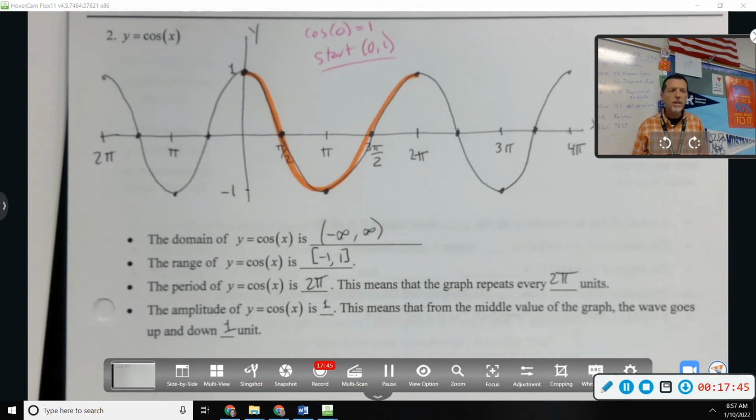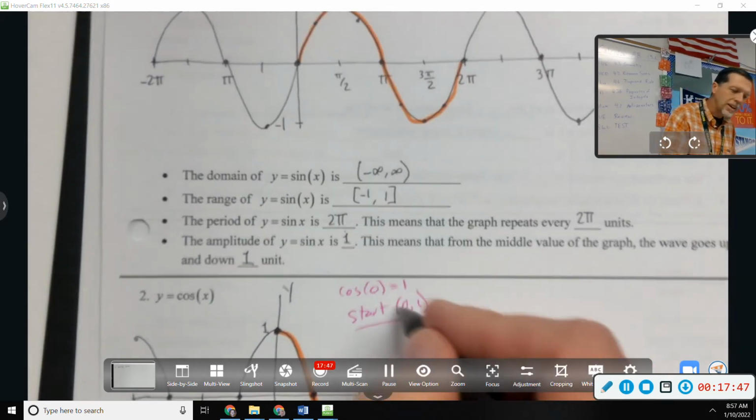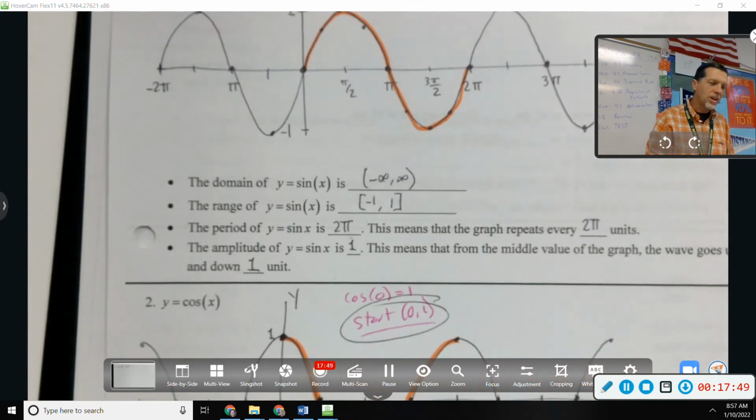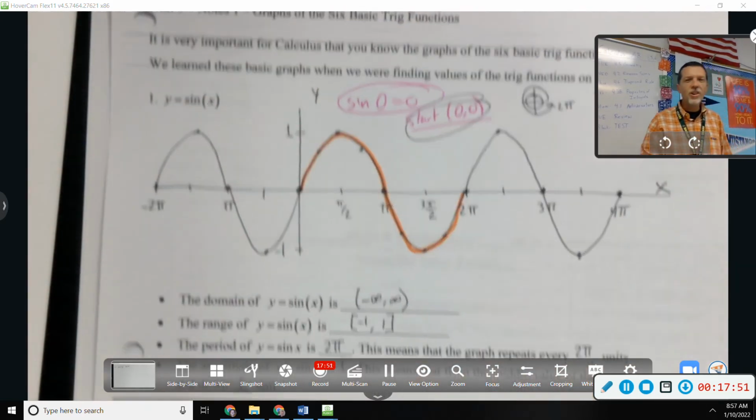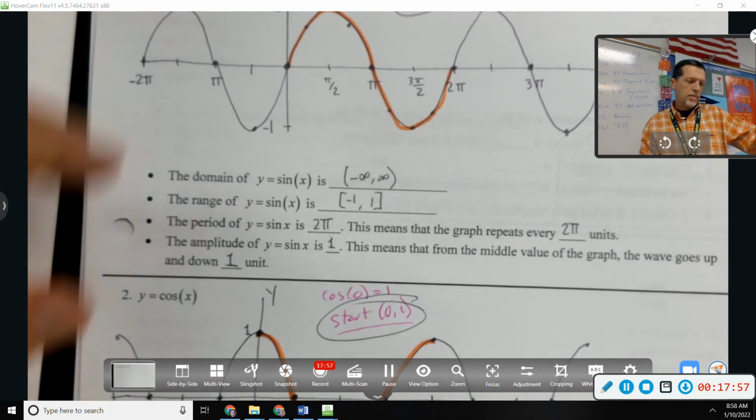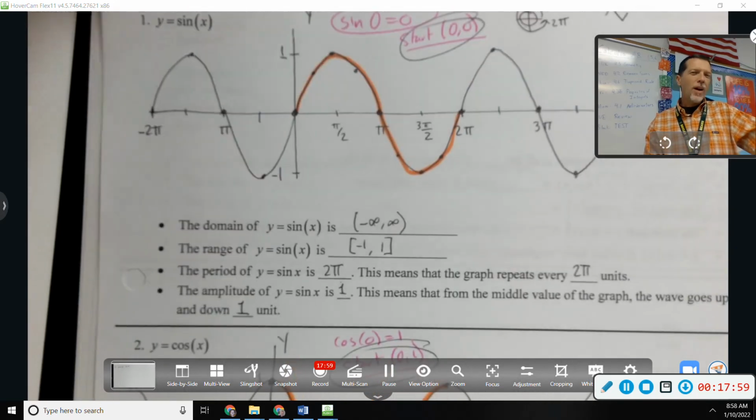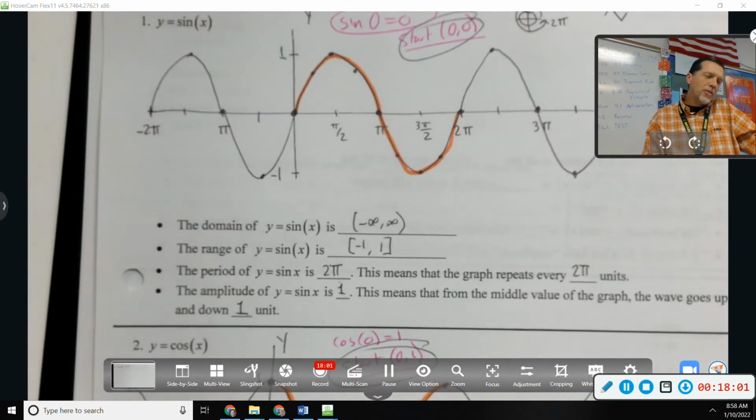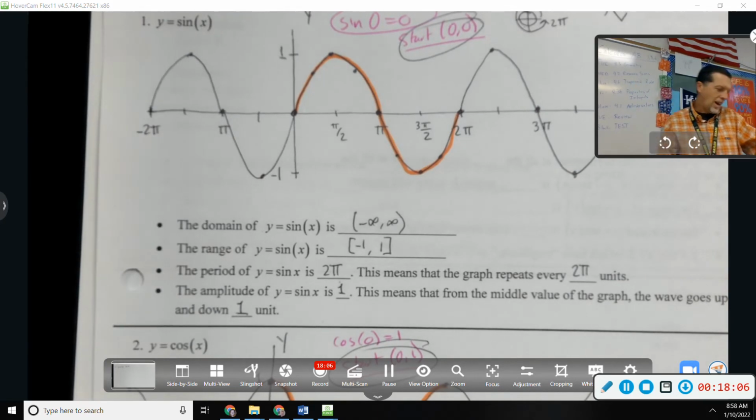Which is why I try to make a big deal out of cosine starts at 0, 1, sine starts at 0, 0. After that, I don't want to say they're the same, but it's kind of the same. So there's 2 graphs you have to know, but is it really 2 graphs or is it one graph that shifts a little bit? Yeah, one's special. I don't know which one's special.